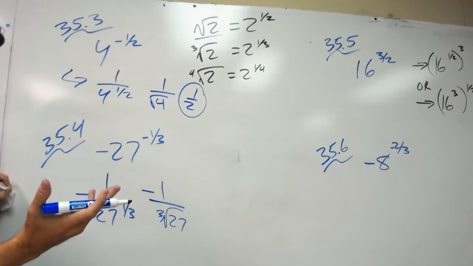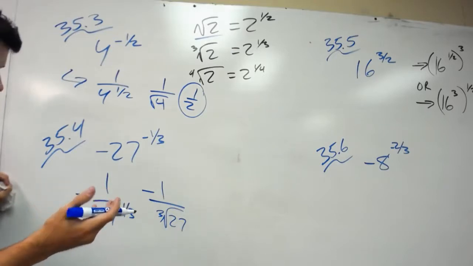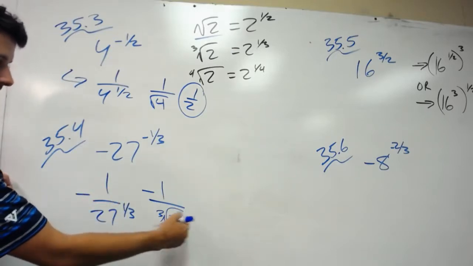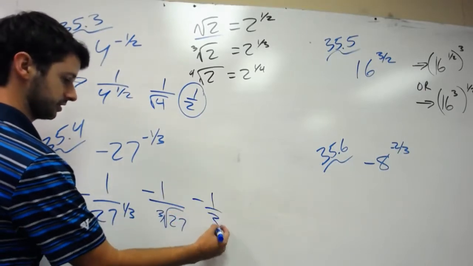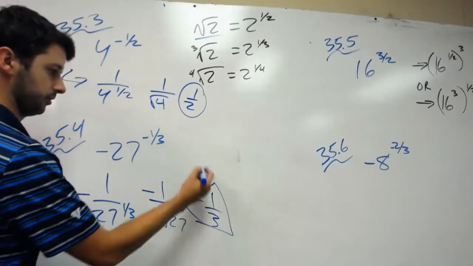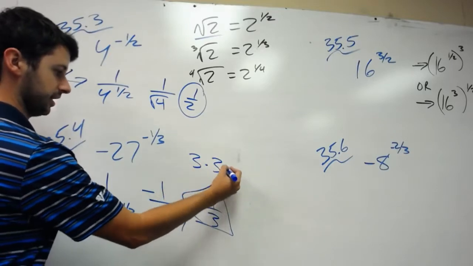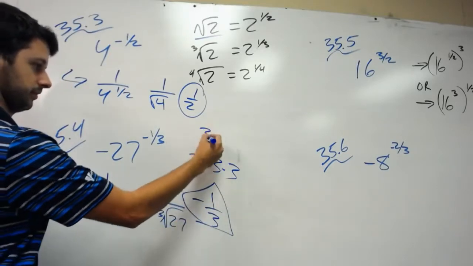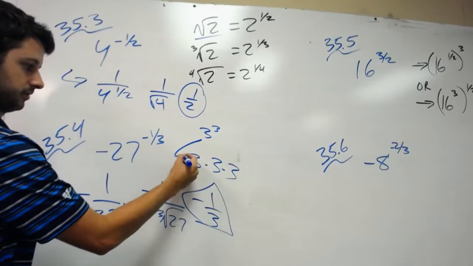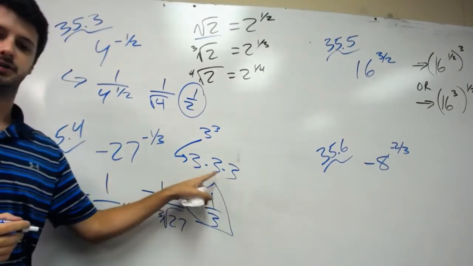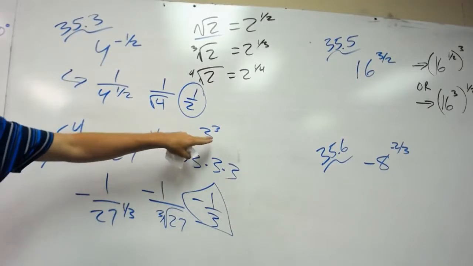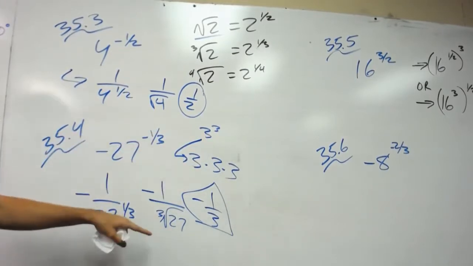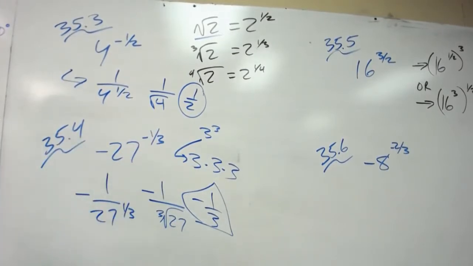I don't know if you know your cube roots, but cube root of 27 is 3. Remember, cube root is saying 3 times 3 times 3. It's 3 cubed. 3 times 3, 9 times 3, 27. So 3 cubed would be the opposite of cube root of 27. And that's how you plug those in.